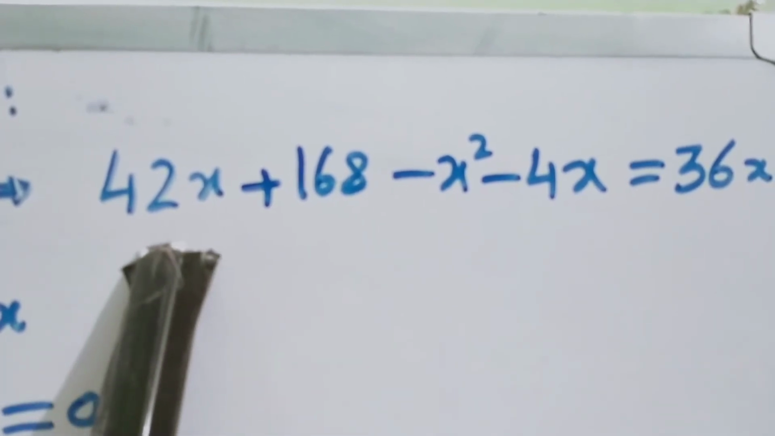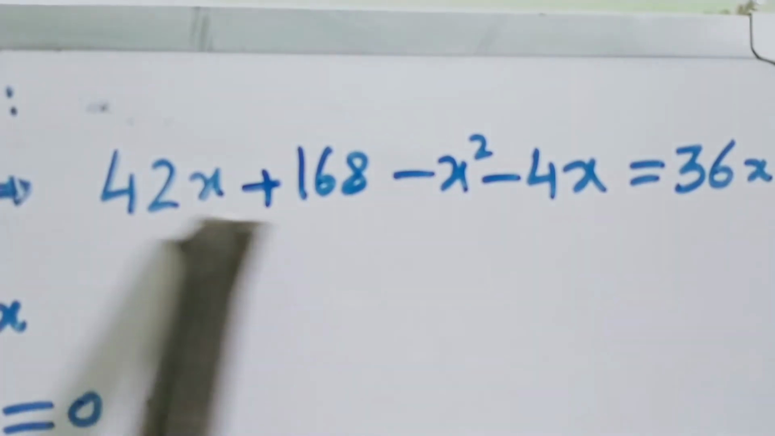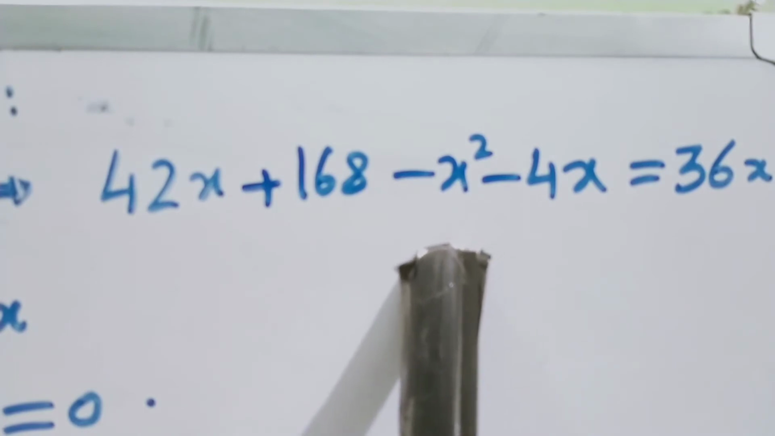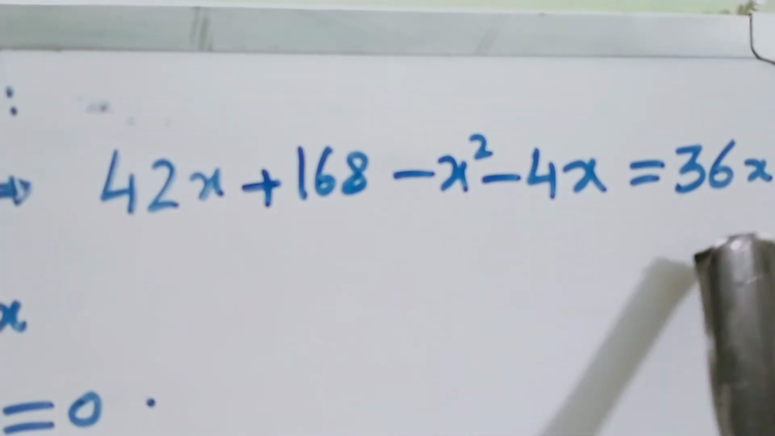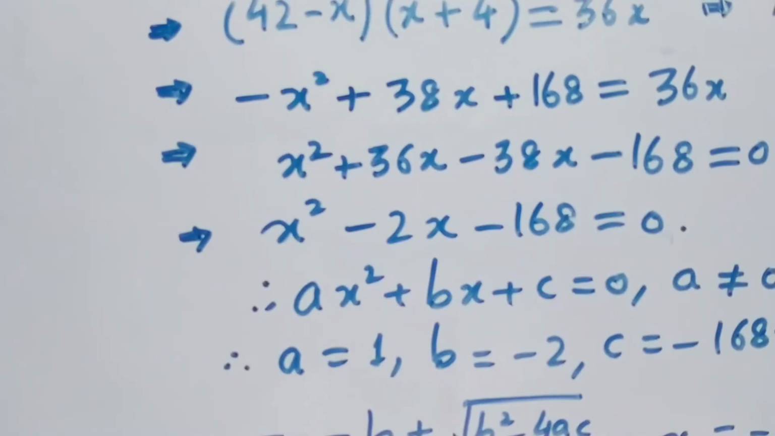and 42 will be multiplied by 4, that is 168, and minus x multiplied by x, that is x into x, is equal to minus x square, and minus x will be multiplied by 4, that is minus 4x, and 36x is equal to over here. So what will happen in the next step?